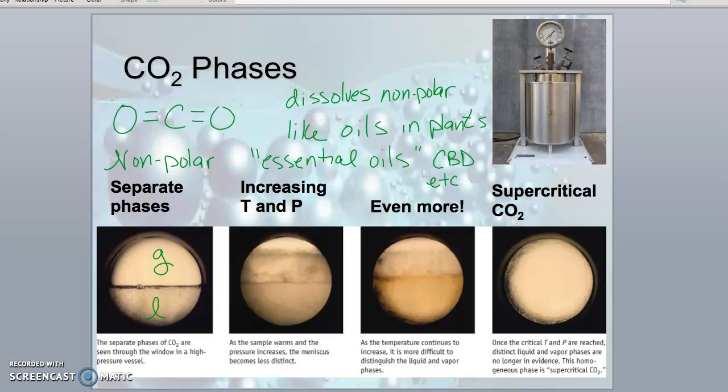So supercritical CO2, this is a great solvent for extracting nonpolar substances. The alternate solvents they're using are like butane, and these are flammable. They smell bad. They're toxic. If there's residual material, this could be bad. So CO2 would be the way to go.